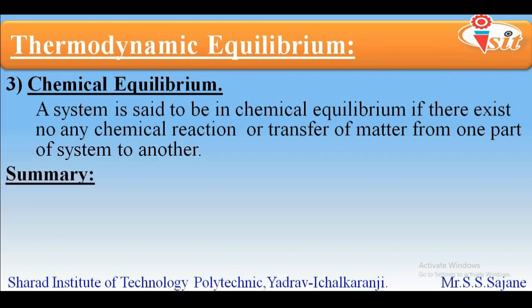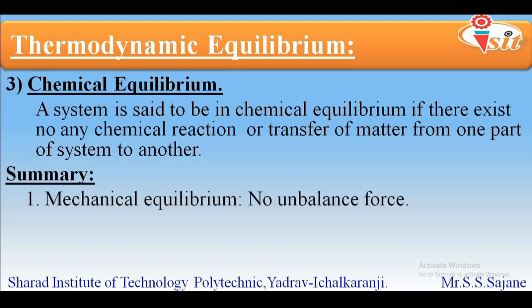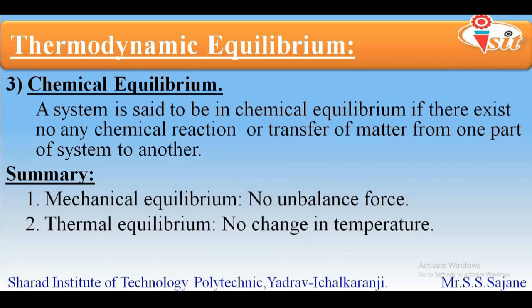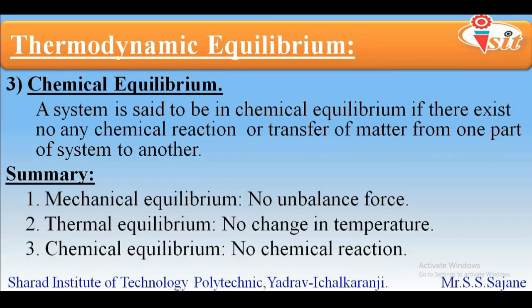Now, if we see a summary related to thermodynamic equilibrium, we can see all the definitions in short here. That is mechanical equilibrium. Simply in a few words, we can say that there will be no unbalanced force. Next, in case of thermal equilibrium, we can say that there will be no change in temperature throughout the system. And in case of chemical equilibrium, there will be no chemical reaction in that system. So this was the concept about thermodynamic equilibrium.